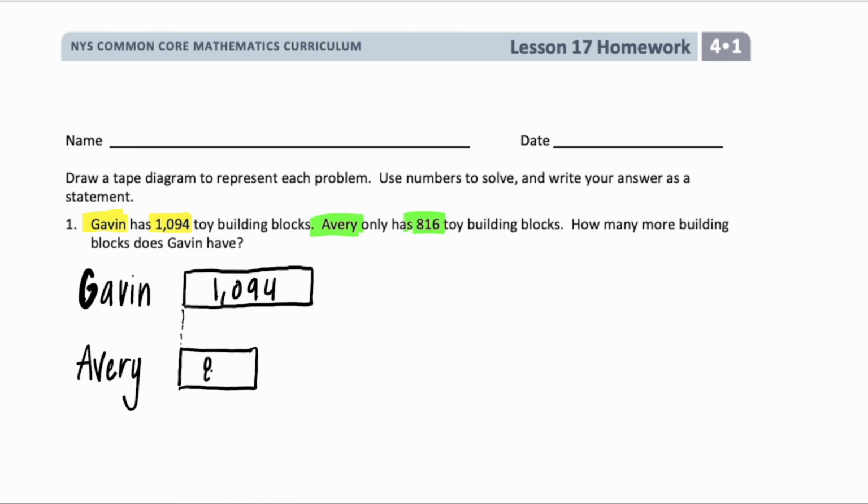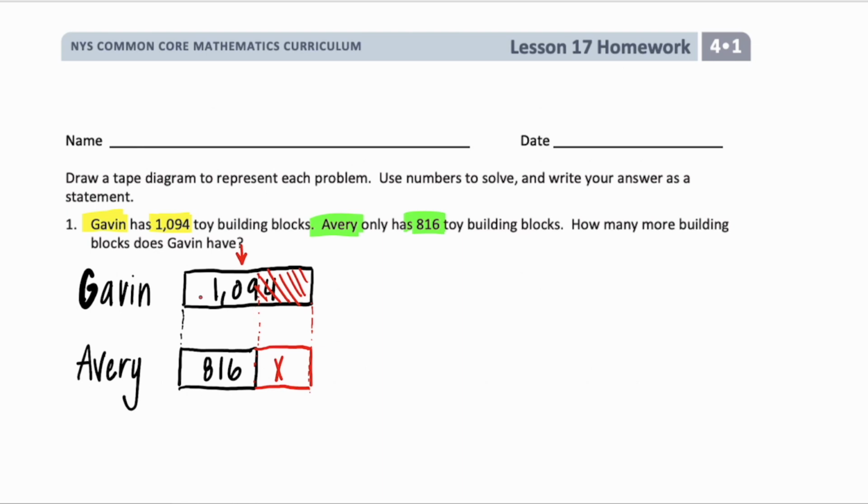He has 816. They want to know how many more. That's this space here between where Avery stops and where Gavin stops. This is the more part. This is how much more Gavin has, and we don't know it. So I'm going to add on a space to Avery. I'm going to call it X.